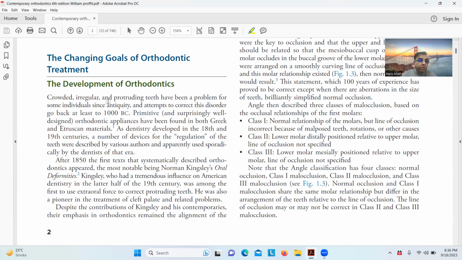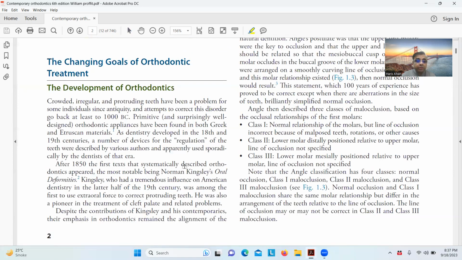Crowded, irregular, and protruding teeth have been a problem for some individuals since antiquity, and attempts to correct this disorder go back to at least 1000 BC, something not important, right? Primitive and surprisingly well-designed orthodontic plans have been found in both Greek and Etruscan materials. As dentistry developed in the 18th and 19th century, a number of devices for regulation of teeth were described by various authors and frequently used separately by the dentists of that era. So might be someone asks a viva question at undergrad level, but the first para is simply not important, right? In the long run, I do not need this para, right?